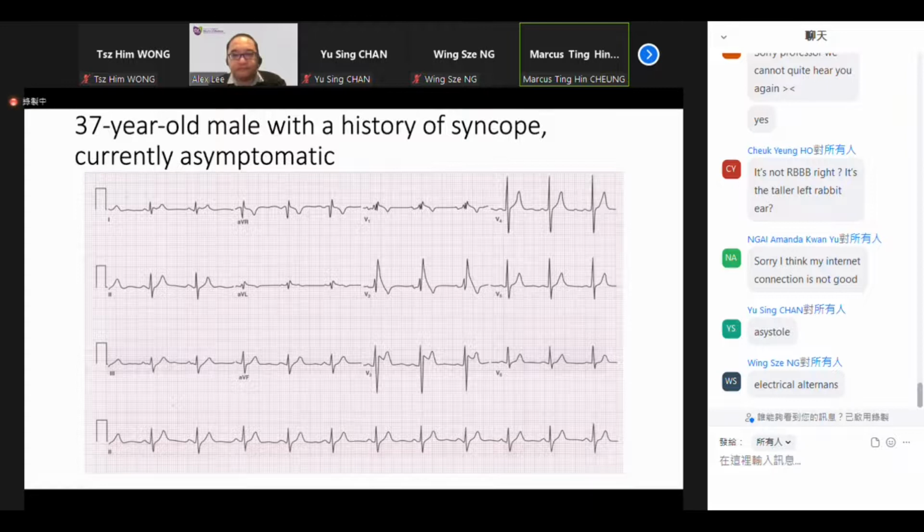Looks suspiciously like right bundle branch block. Sorry, I can't hear you. Okay, can you hear me now? Yes. So you mentioned V1 and V2 look like a right bundle branch block, but is it a typical right bundle branch block? No. Okay. What is the abnormality? What are the characteristics of this QRS complex that make you think it is not a typical right bundle branch block?